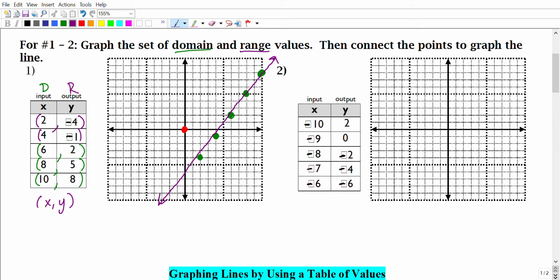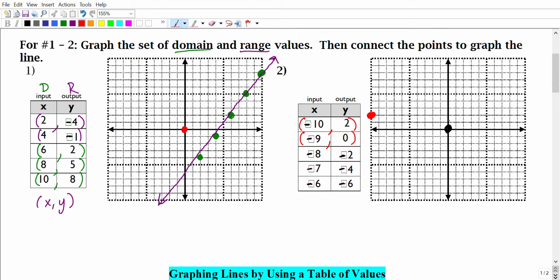All right. So we're going to do the exact same thing for number 2. So let's go ahead and do that. My first ordered pair here is negative 10 comma 2. So starting from the origin, I'm going to put that one in black right here. So starting from that dot, we're going to go 10 to the left, then up 2, which should be somewhere right there.